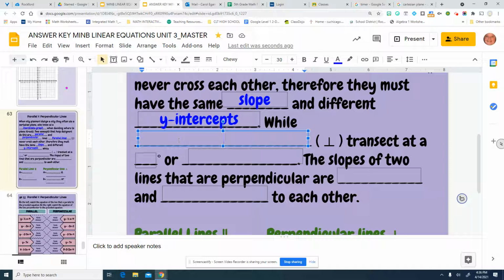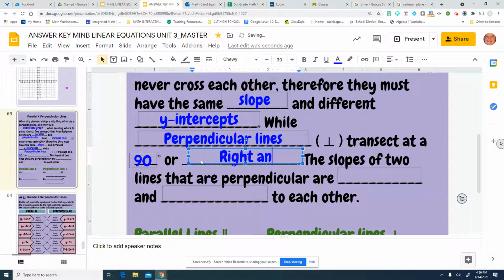While perpendicular lines intersect at a 90-degree angle, or what we call a right angle. The slopes of the 2 lines that are perpendicular must be opposite, meaning if one is positive, the other one has to be negative. If one's negative, the other one must be positive. And reciprocal.